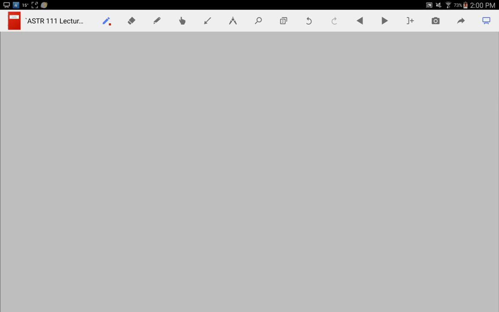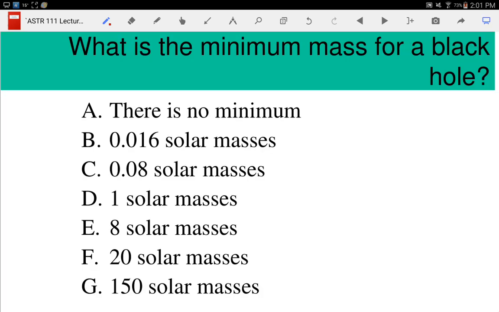Okay, the last of these three quick ones. What is the minimum mass for a black hole? I know a student came to me a little bit perplexed asking about this, so it's, I think, a good question. No, there's only one correct answer.